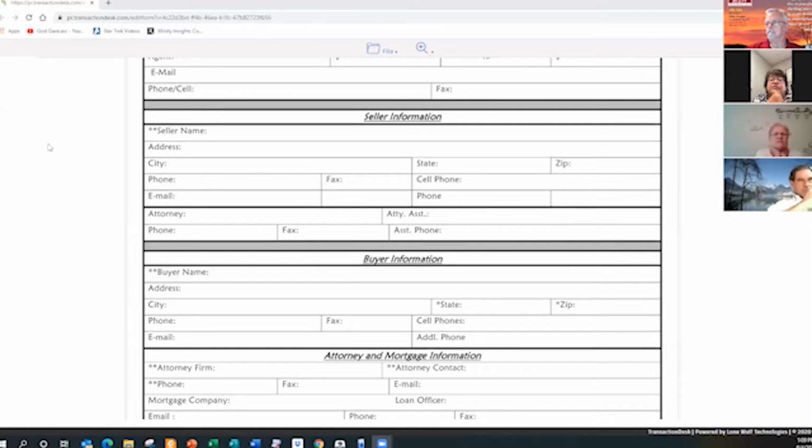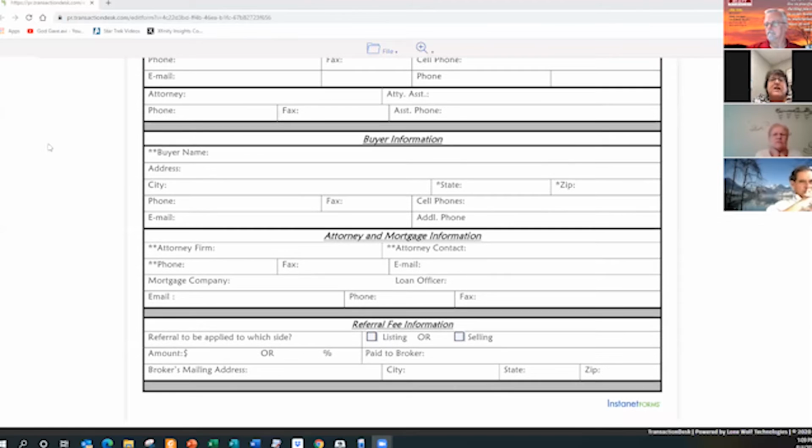For the attorney and mortgage, fill that in. That's good for us, again, if questions come in, but also everybody involved in the deal needs to know who is representing who. And then at the very bottom, that's for if you're paying a referral fee. You won't use that a whole lot, but if you're paying out a referral fee, you put that information there.